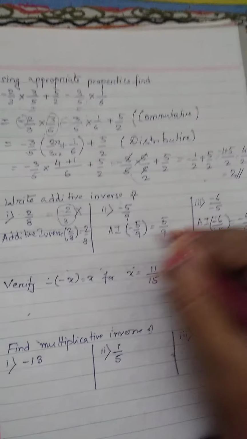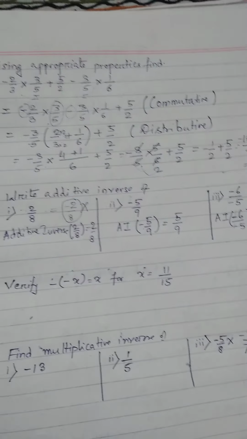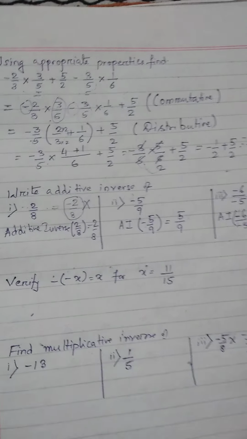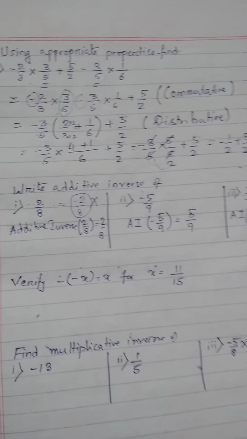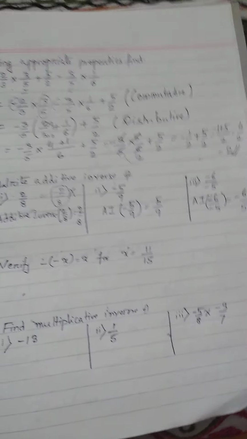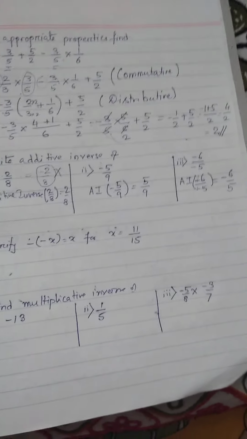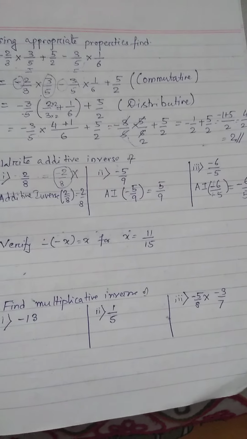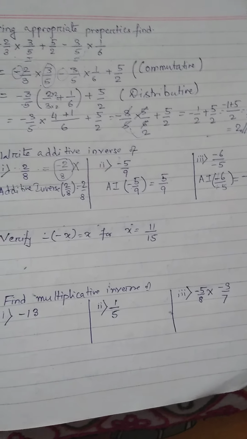Okay. So what is the additive inverse of 1? Minus 1. Okay. What is the additive inverse of 0? Minus 0. So minus 0 is 0 only, right? So additive inverse of 0 is 0.